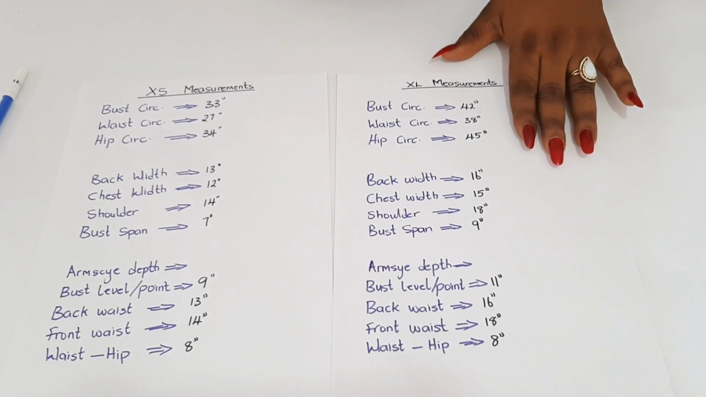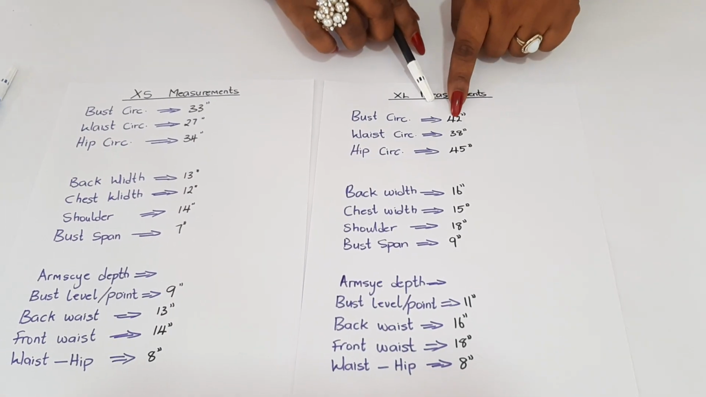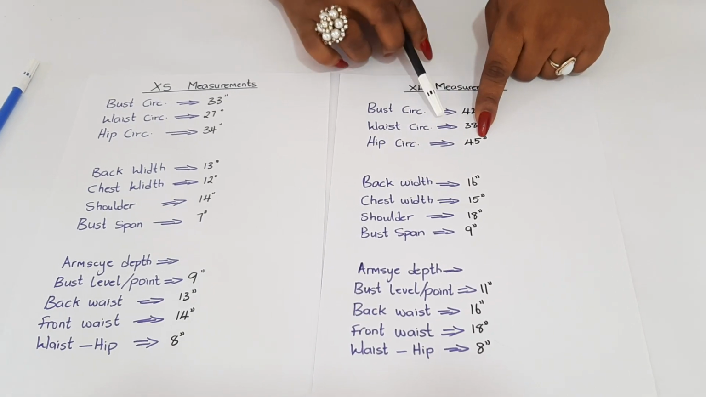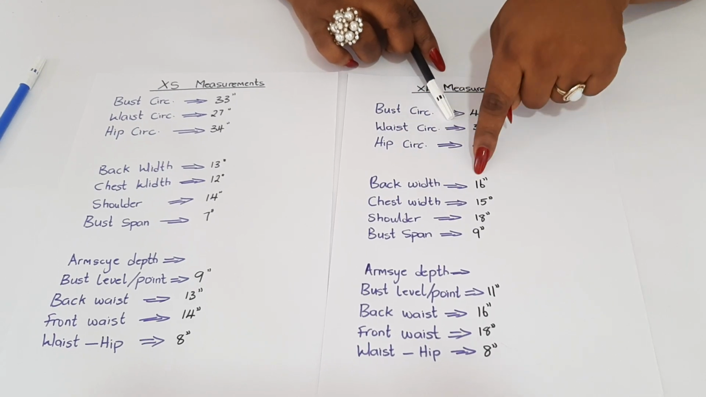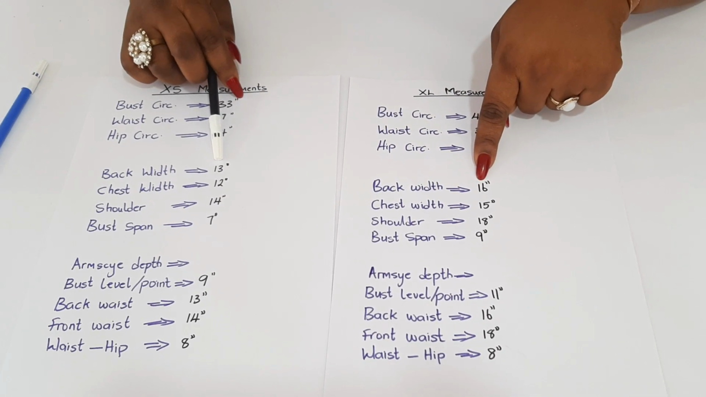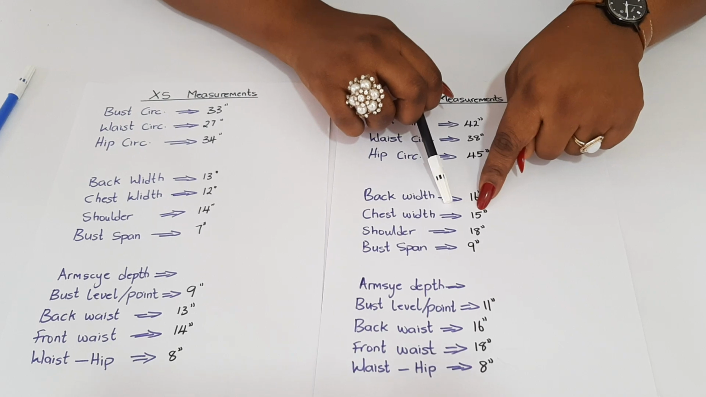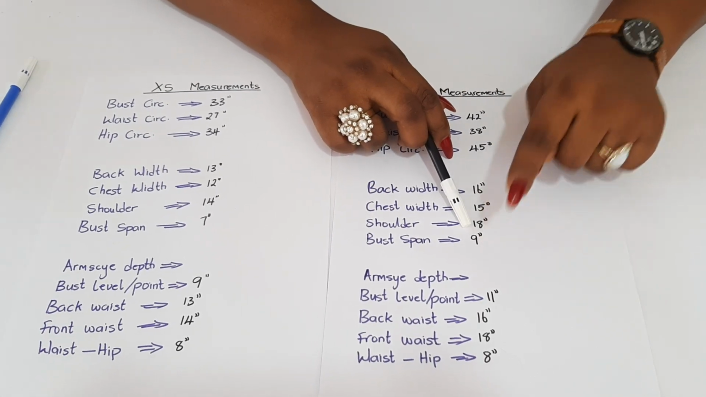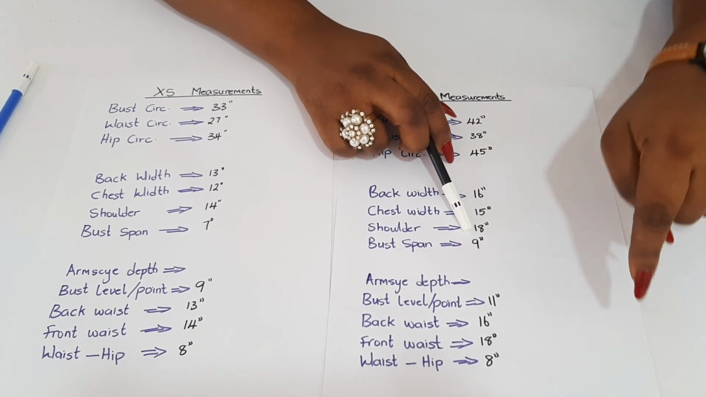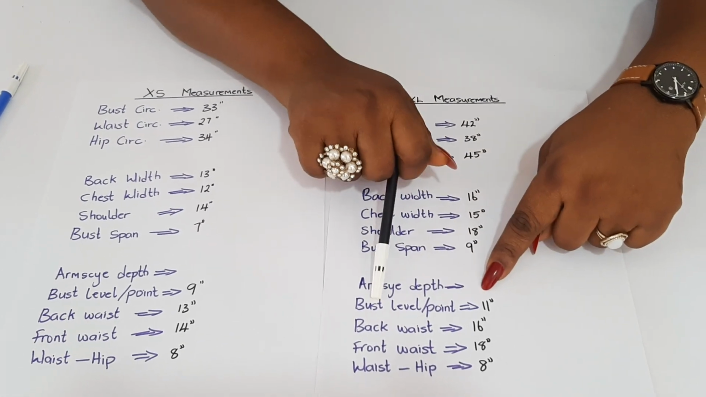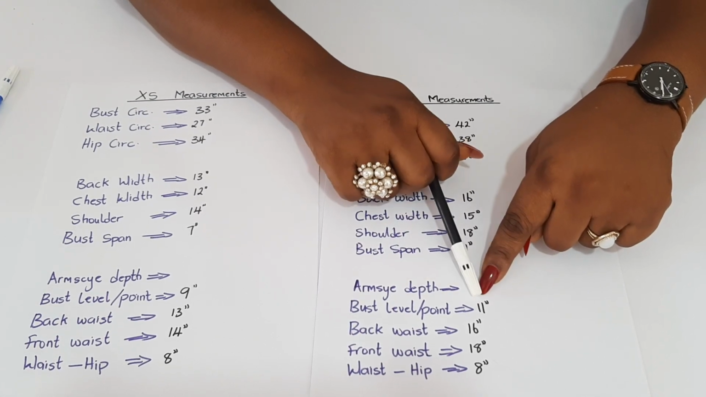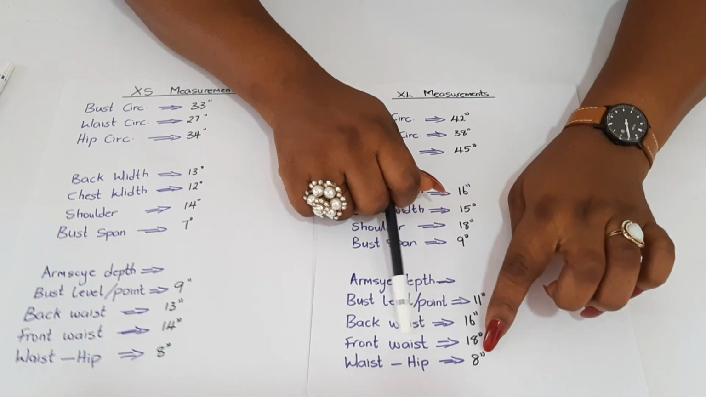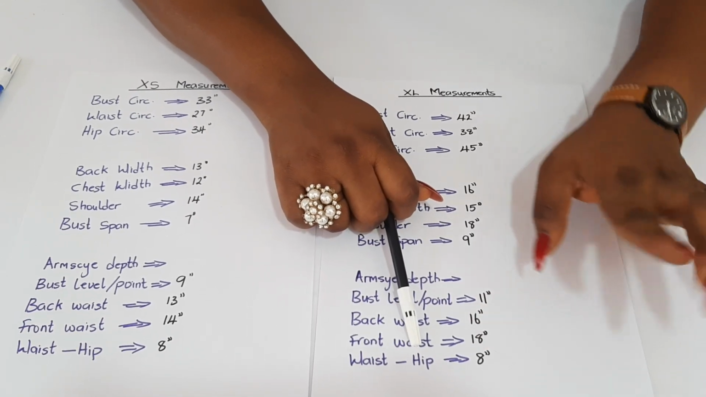Going over to my own measurement now. My bust circumference is 42. My waist circumference is 38, while my hip circumference is 45. My back width measurement is 16 compared to hers, which is 13. My chest width is 15. My shoulder measurement is 18. My bust span is 9 inches. My arm side depth will also be determined on my pattern. So the bust point or bust level for me is 11 inches. My back waist is 16. My front waist is 18. While my waist to hip is 8 inches.